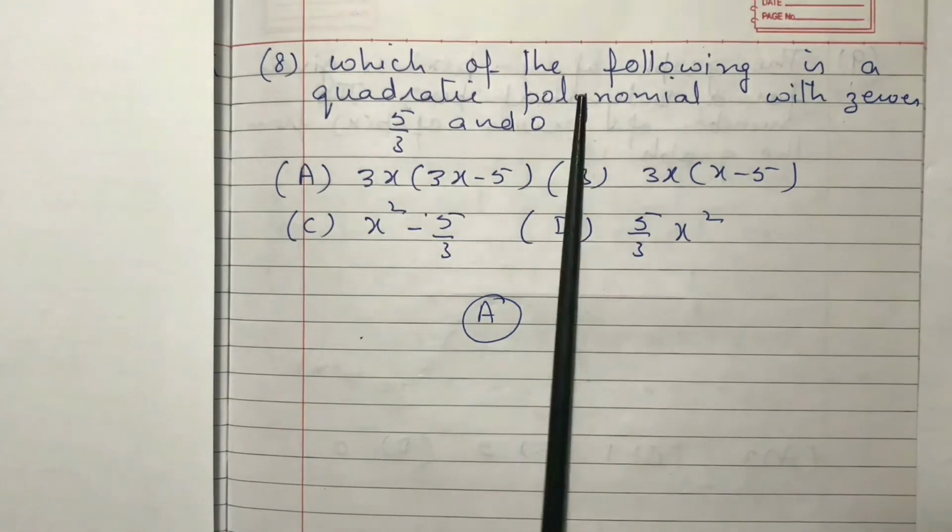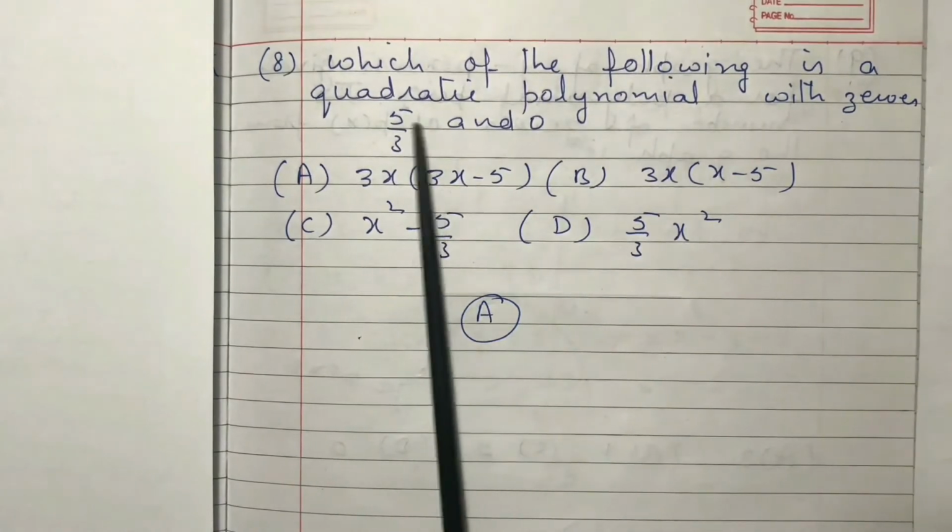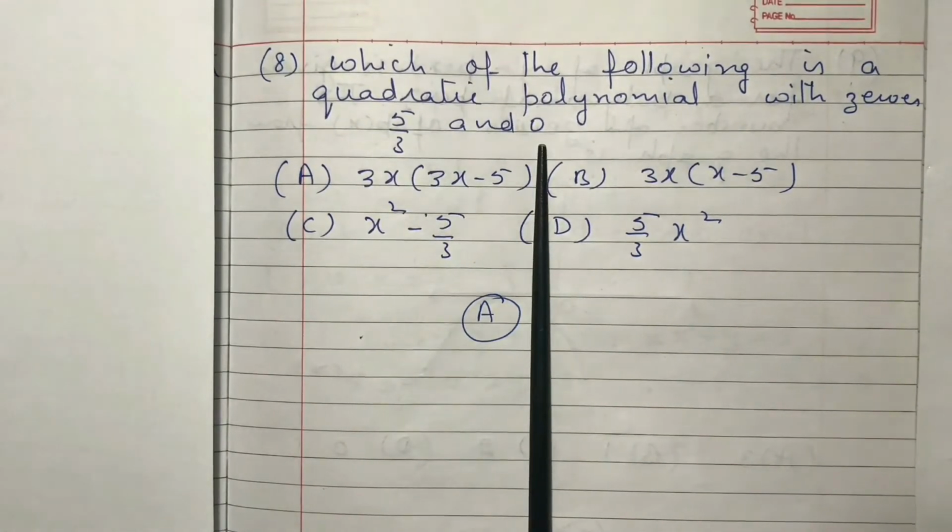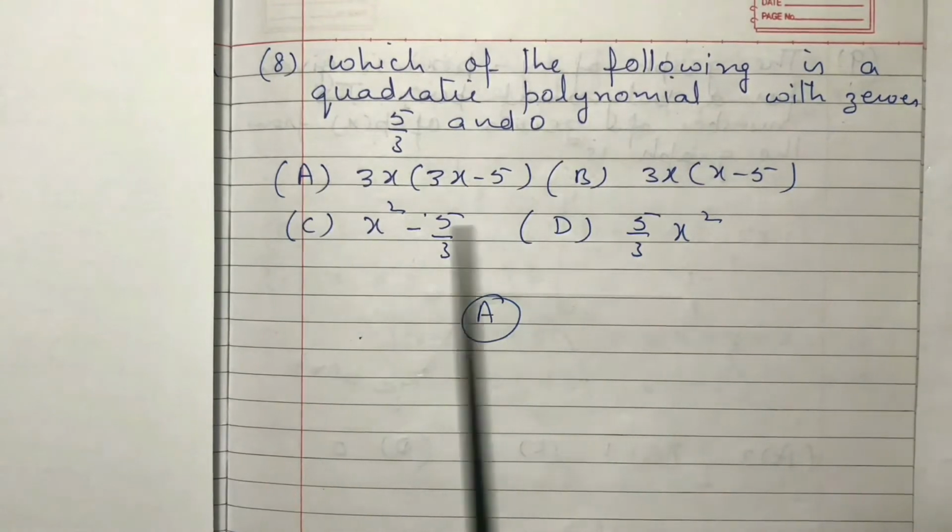Now the eighth question, which of the following is a quadratic polynomial with zeros 5/3 and 0? Now see here, there are four options.